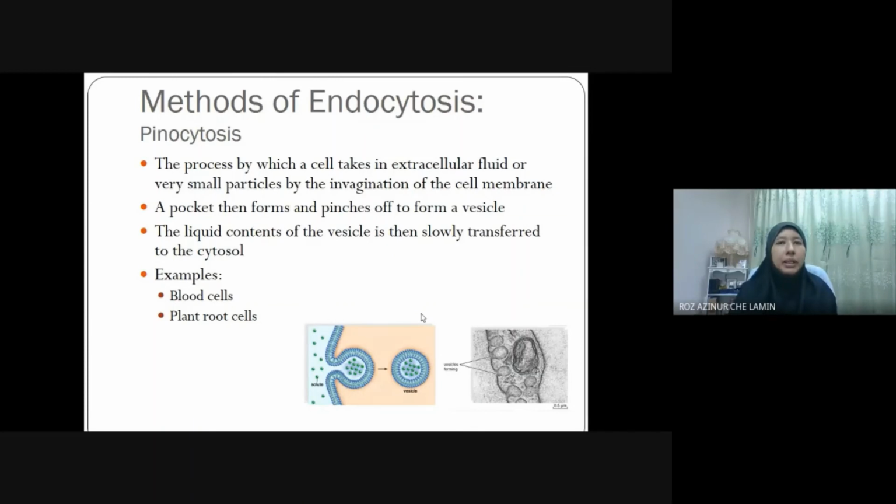Okay, for the method of pinocytosis, it is the process by which the cell takes in extracellular fluid or very small particles by invagination of the cell membrane. A pocket then forms and pinches off to form a vesicle. The liquid content of the vesicle is then slowly transferred to the cytosol. For example, it happens in blood cells and also in plant root cells.